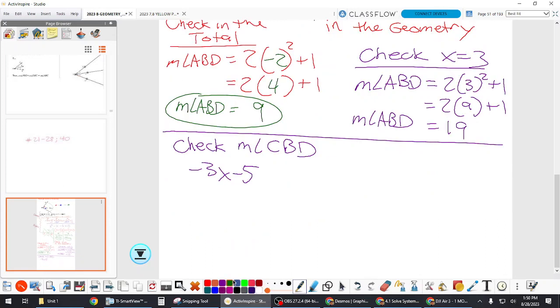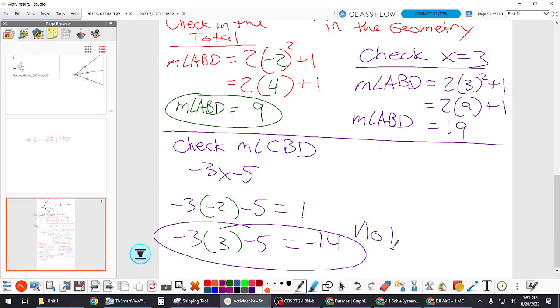And I'm going to show it a little bit quicker. So we're going to plug in negative 2, and then we're going to plug in positive 3. So negative 3 and minus 5, negative 3 and minus 5. Okay, what's negative 3 times negative 2? 6 minus 5? 1. Negative 3 times positive 3? Negative 9 minus 5? Is negative 14. Okay, that seems like an issue, doesn't it? Can you have a negative angle? Okay, so we're going to cut that.